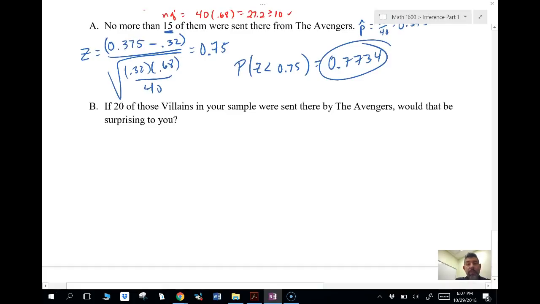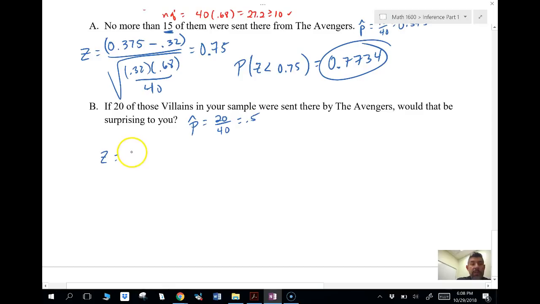All right, so if 20 of those villains in your sample were sent there by the Avengers, would that be surprising to you? Well, what is surprising? In a previous video when I talked about things that are surprising, surprising is anything that's more than 2 standard deviations away from the mean. So if we found a Z-score bigger than 2 or less than -2, then we know that that value is too far away, and it's going to be kind of strange, or an outlier. So let's first find p-hat, because we're given a whole number and we want to make sure it's in decimal form, which is 0.5.